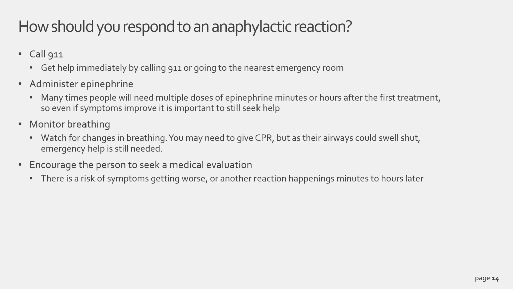Call 911. Get help immediately by calling 911 or going to the nearest emergency room. Administer epinephrine. Many times people will need multiple doses of epinephrine minutes or hours after the first treatment. Monitor breathing. Watch for changes in breathing. You may need to give CPR, but as your airway could swell shut, emergency help is still needed. Encourage the person to seek a medical evaluation. There is a risk of symptoms getting worse or another reaction happening minutes to hours later.